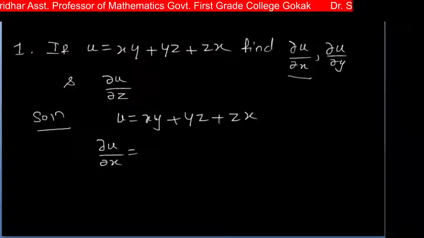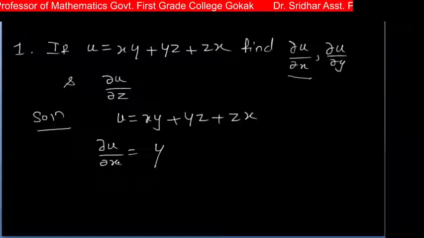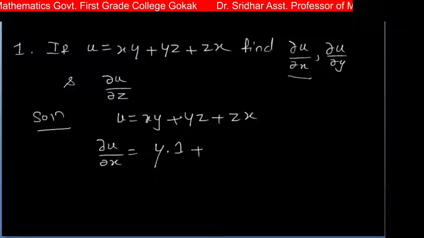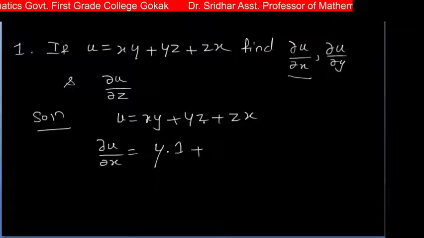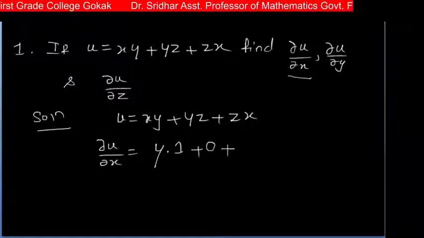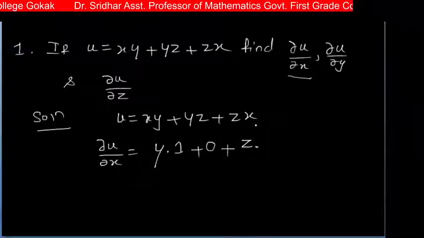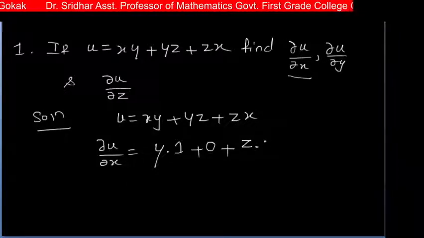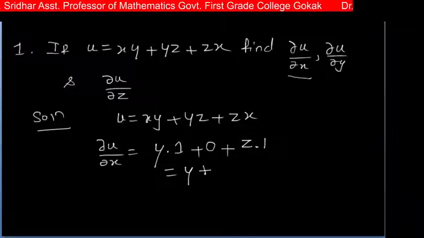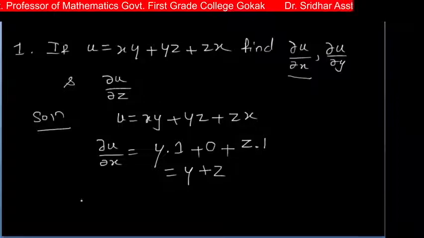Now here y is constant in the first term, and differentiation of x with respect to x is 1. Then plus, in this case y is also constant, z is also constant, so its differentiation is 0. Here z is constant, so we write z as it is, into differentiation of x with respect to x, which is 1. So which is equal to y plus z. Okay, so this is ∂u/∂x.